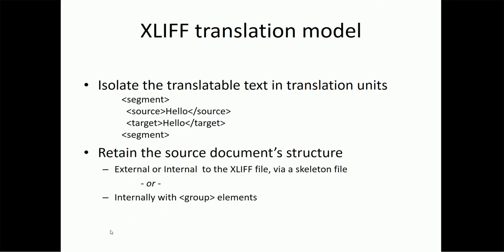The XLIFF translation model is very, very dirt simple. That's what makes it so good. We isolate the translatable text into translation units with the source language here, and then we translate into the target language here in the target elements. We retain the source document structure either externally or internally via the XLIFF skeleton. We do that internally with groups or externally with the XLIFF file via the skeleton file.